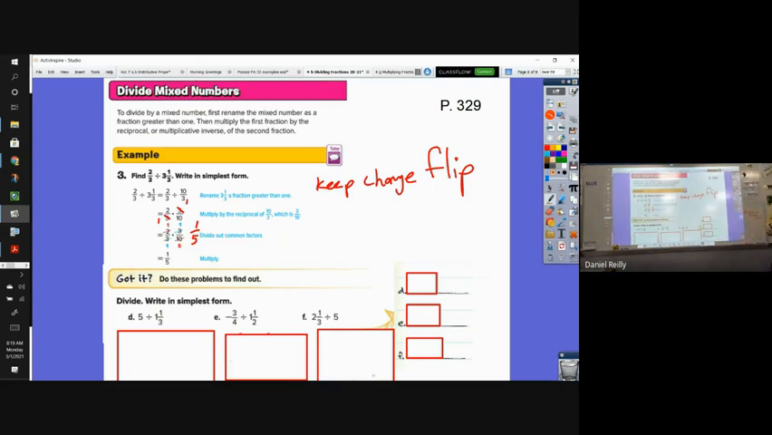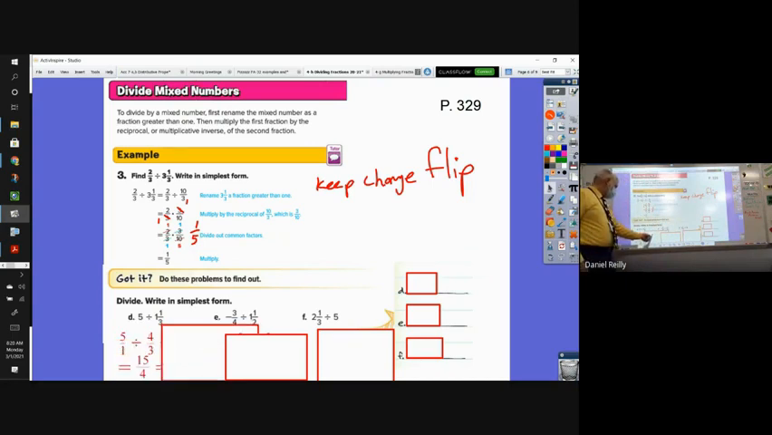5 divided by 1 1/3. We'll do the first one together. 5 divided by 1 1/3. First thing I'm going to do here is, Chloe, change the mixed number 1 1/3 to an improper fraction. What is 1 1/3 as an improper fraction? 4 over 3. Perfect. Very good.